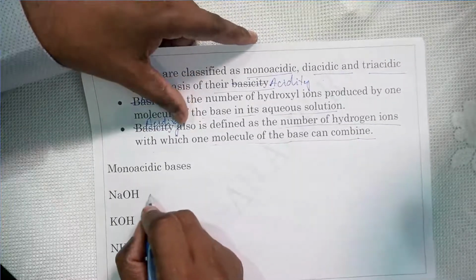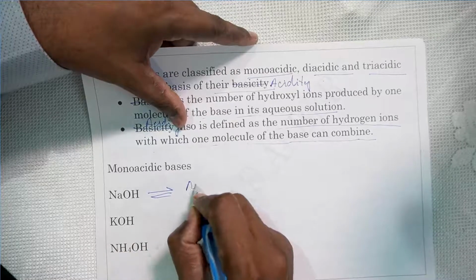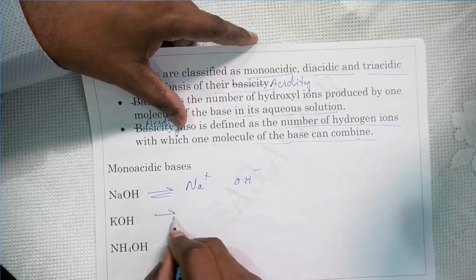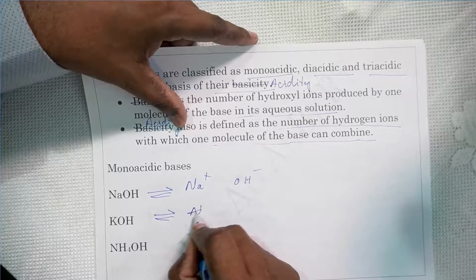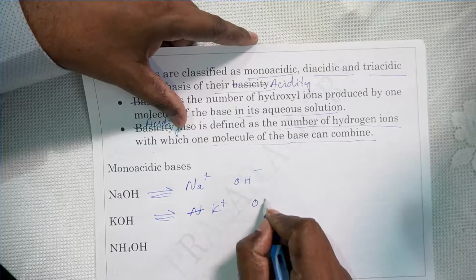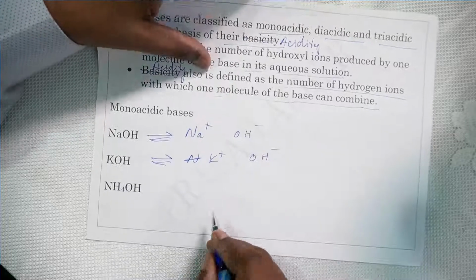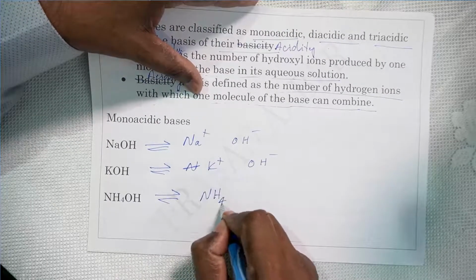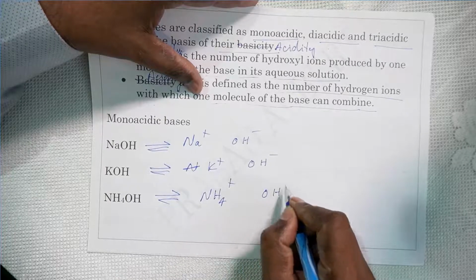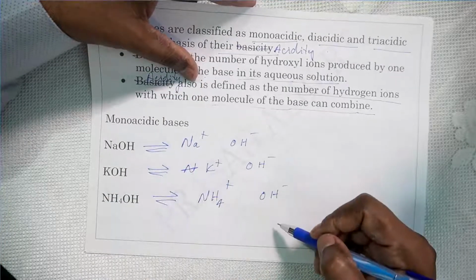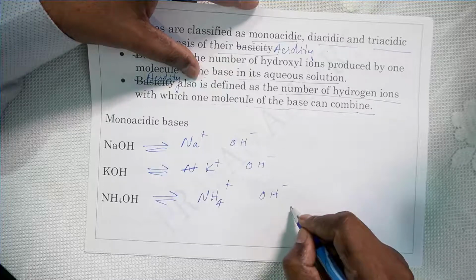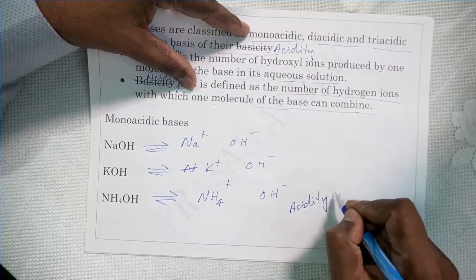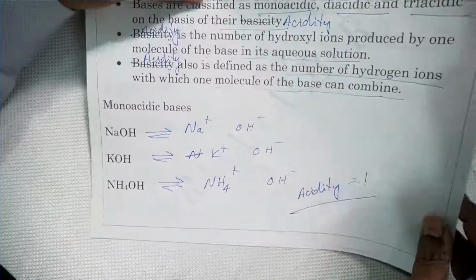Example, NaOH. It will dissociate to give Na+ and 1 OH-. KOH will give K+ and 1 OH- ion. NH4OH will dissociate to give NH4+ and only 1 OH- ion. One molecule gives only 1 OH- ion. So these are monoacidic bases, or in other words, acidity equal to 1.